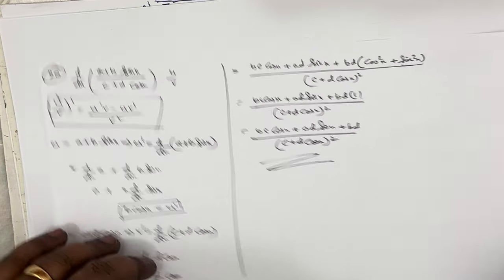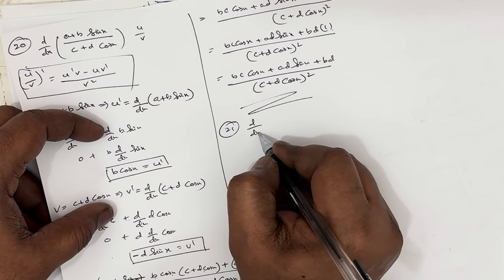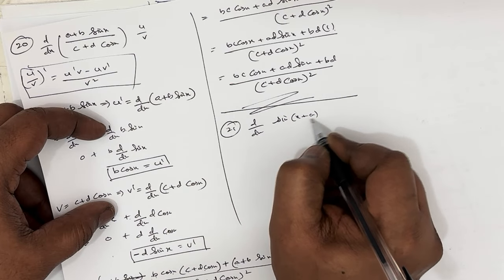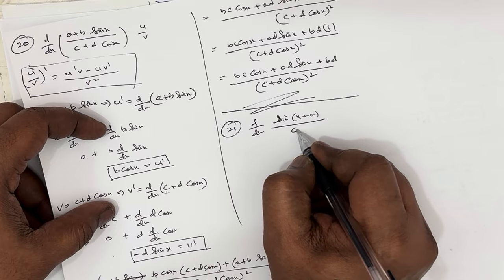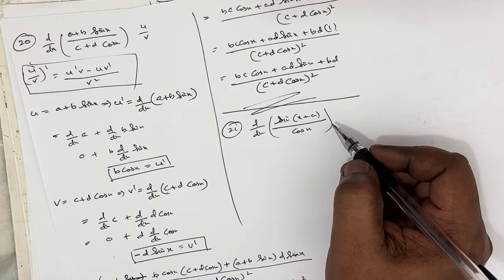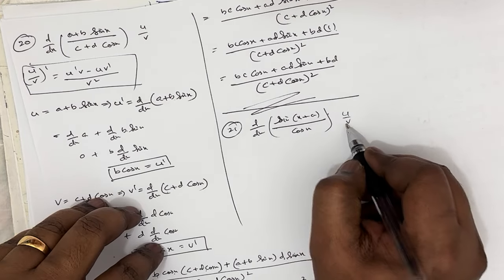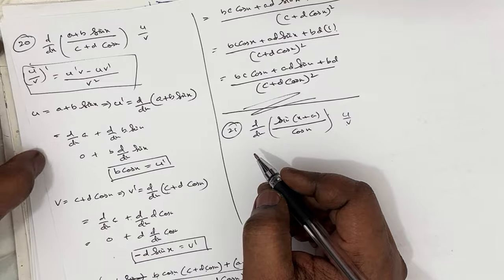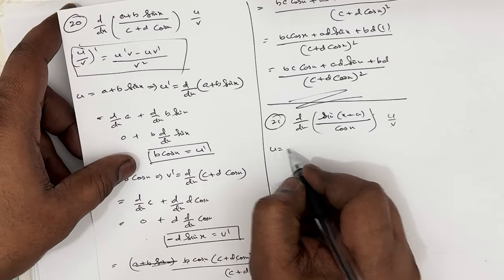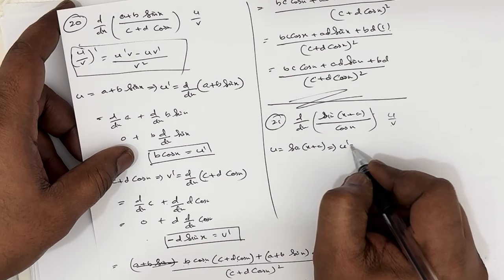Now let's do the next one, 21. That is d by dx of (sin x plus a) upon cos x. This is also in the division form, so we'll use the quotient rule, u upon v, assuming this to be u and this to be v, (u upon v) whole dash. Let's find out u dash. So u is equal to sin(x plus a), which implies u dash is equal to the derivative of sin(x plus a).